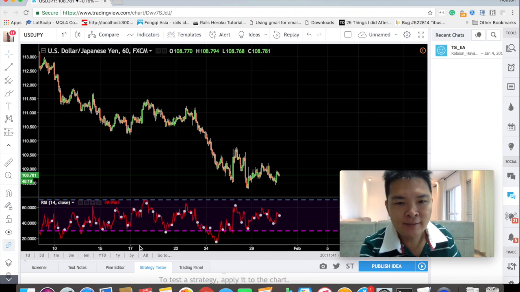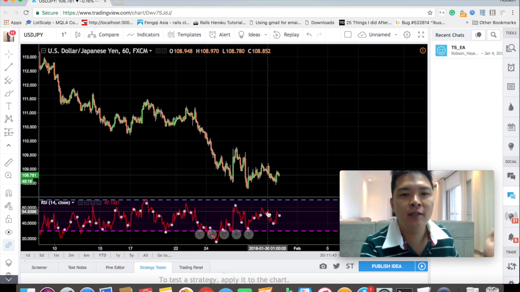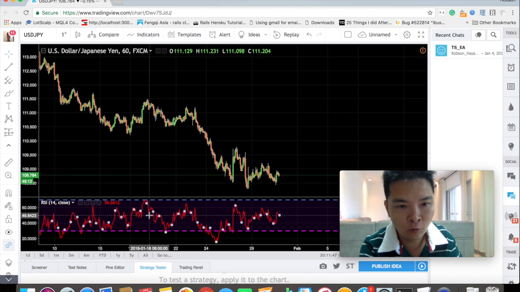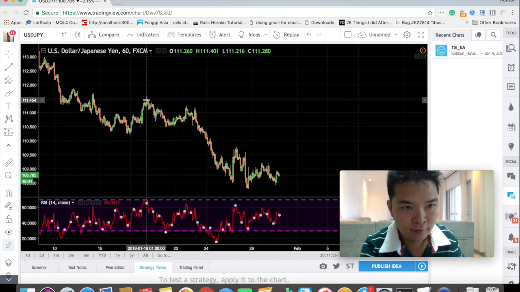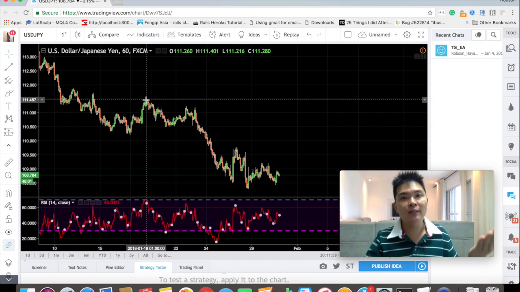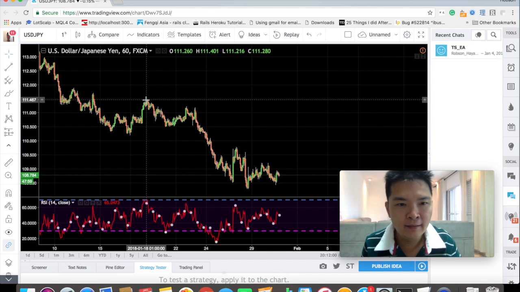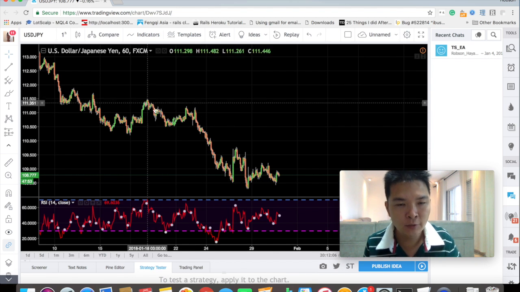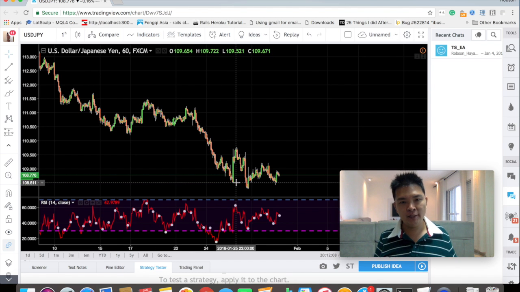So let's see, looking at this chart, when the condition was overbought. It was overbought here, and then price was here. After this, we expect price to go down. And as we can see, it went all the way down here, right? So this time it worked.